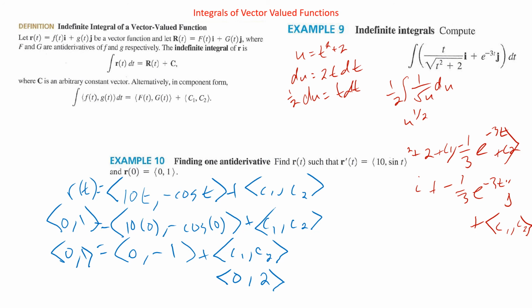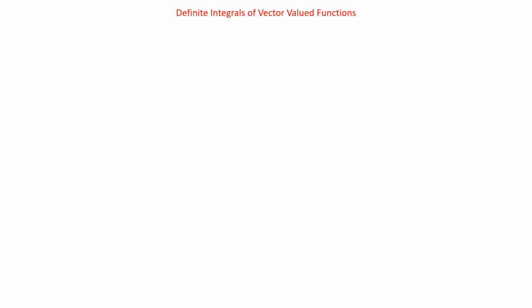That's the constant. Now we could leave it outside, or we could combine it into 1. So we have r of t will equal 10t plus 0, comma, negative cosine t plus 2, or 2 minus cosine t. So we can take that plus C and move it to the inside piece by piece. It's just vector addition. We add each component separately. So that's integrals. How about definite integrals?